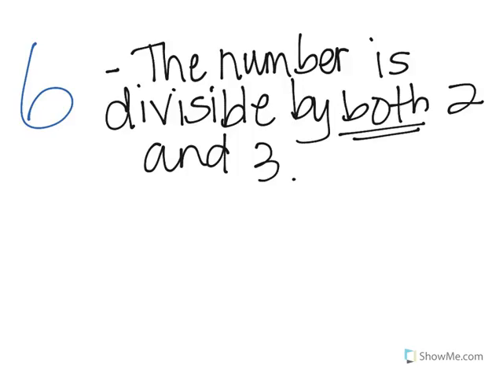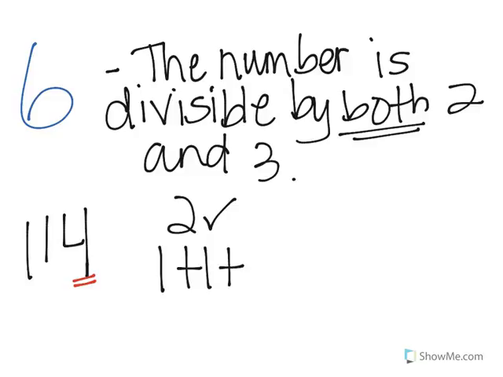The rule for 6 is that if a number is divisible by both 2 and 3, it is also going to be divisible by 6. So let's look at 114. Since it's an even number that ends in a 4, we know that it's divisible by 2. And if we add the digits 1 plus 4, we get 5, which is not divisible by 3.